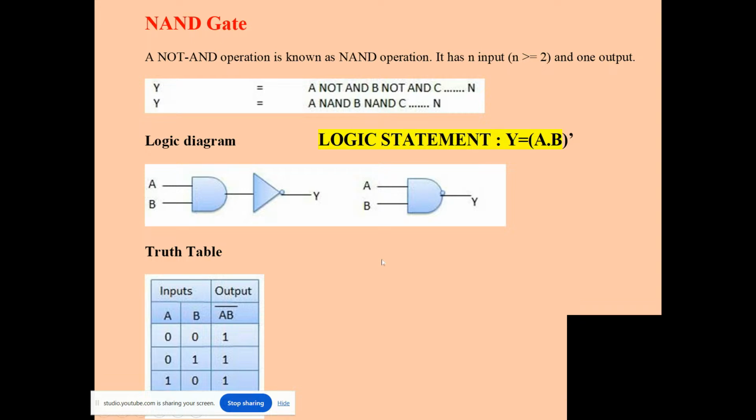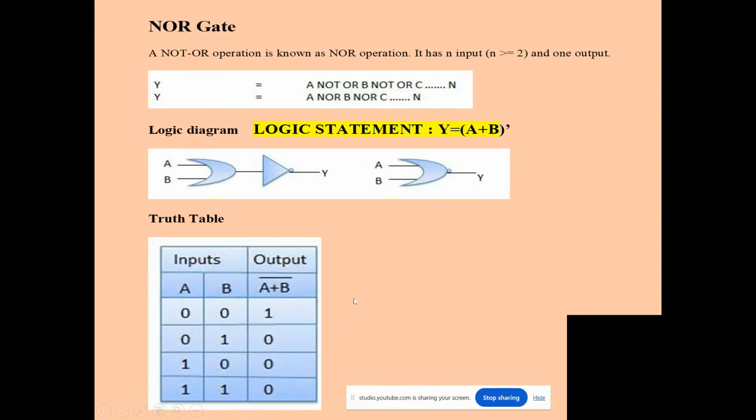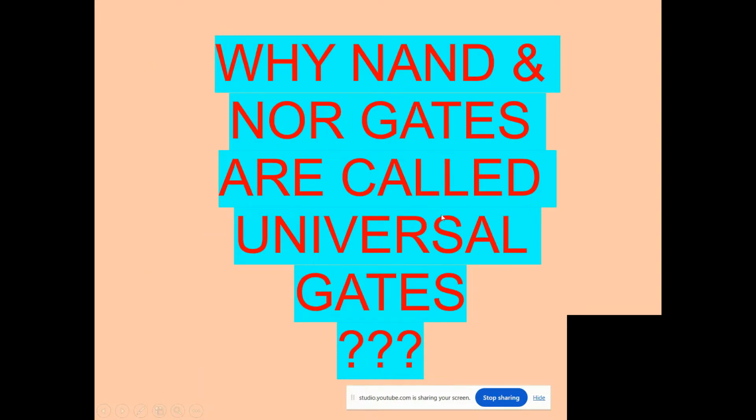NAND gate is the complement of AND gate, right? If we add a NOT gate to the output of AND gate, it is a NAND gate. So it gives the output 1, 1, 1, 0. When both the inputs are high, then it gives us 0 output. NOR gate again is the complement of OR gate. When both the inputs are 0, then it gives 1. In all other cases, it gives 0. It is just A plus B bar, right?